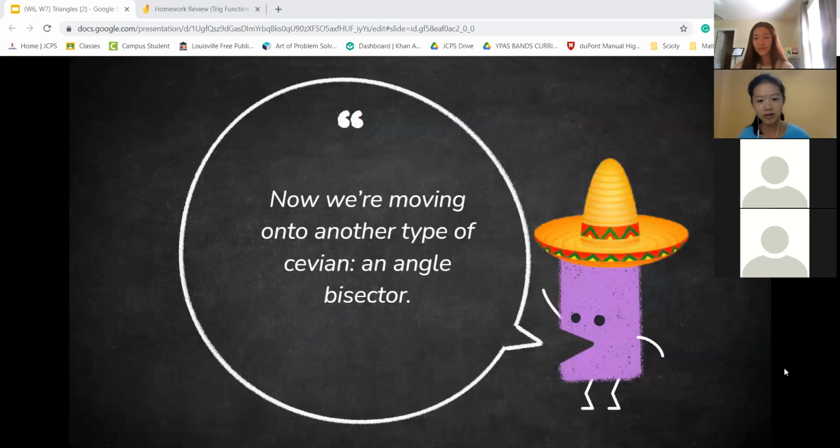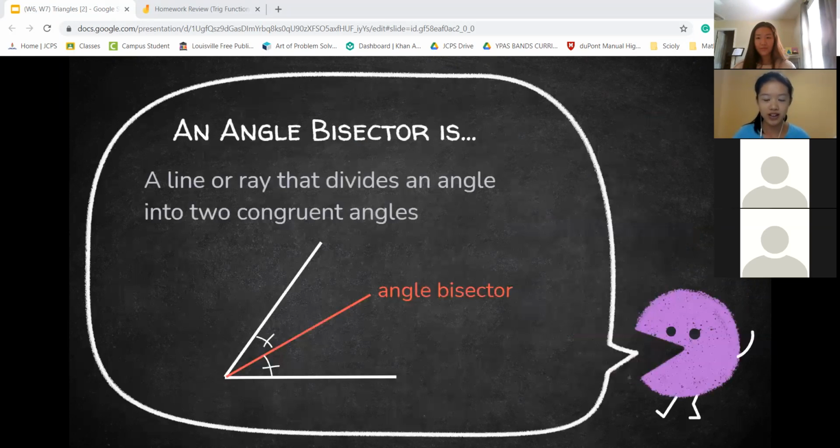Okay, so now we're going to move on to another type of Cevian. Again, it's still just a line that crosses a triangle, but this second type is called an angle bisector. If you can go to the next slide. An angle bisector is a line that splits an angle in half. If you look at the two angles created by the angle bisector, they'll be the same.